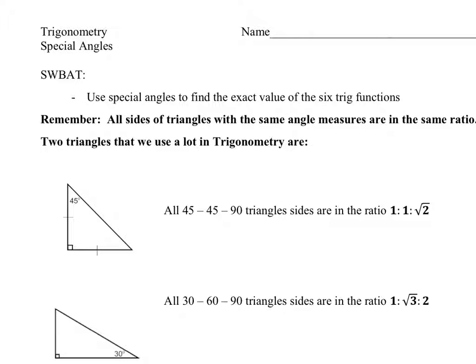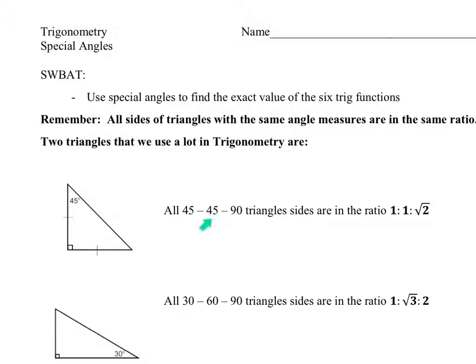So today we are going to be discussing special angles. There are certain angles that come up a lot in trigonometry, and of course, trig deals with triangles. The triangles that we deal with a lot are 45, 45, 90 and 30, 60, 90.